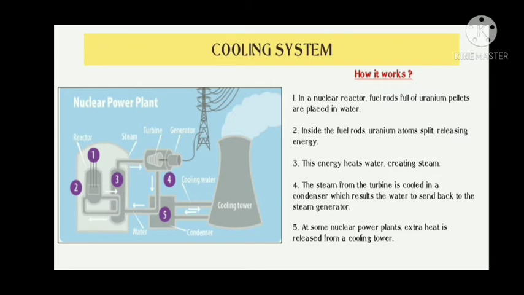Then step 2, the fuel rods in the reactor release energy, and then this energy heats water and converts it into steam to turn the turbine. Step number 4. The steam from the turbine is cooled in a condenser which results in water being sent back to the steam generator to heat and sent to the cooling tower. Lastly, the heated water in the cooling tower will become steam and then go to the environment.